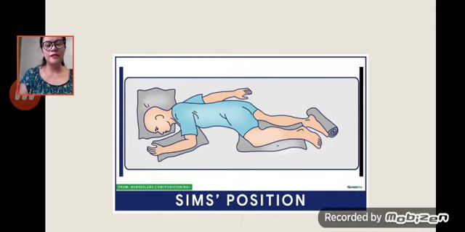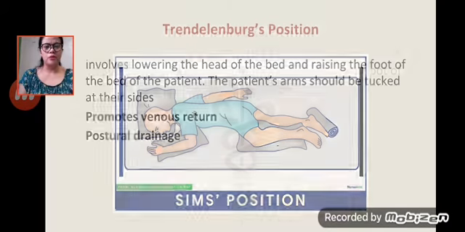As you can see, this is somewhat kind of the prone position. The only difference is the deviation of the legs. As you can see, there is a pillow supporting the knees and the leg part of the patient. Even the elbow and the arm of the patient are also supported by the pillow. Okay? So, this one is what we call the Sims position.